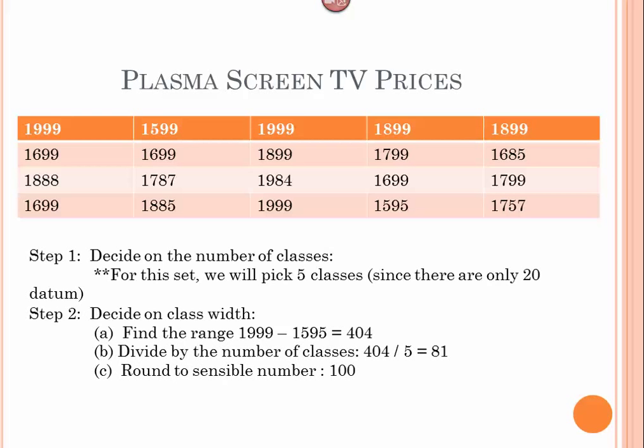And number 2, we decide on our class width. So we'll take our highest price, which is $19.99, and we'll subtract the lowest price, which is down here, $15.95, and we get 404. That gives us the width of my overall data set. Then we divide by the number of classes we wanted, which was 5, and that gives me 81. And so I round that to a sensible 100, because 100 is easy to figure out. Now, once I've done that, we go ahead and we're not going to do it on the board. We're going to do it here.